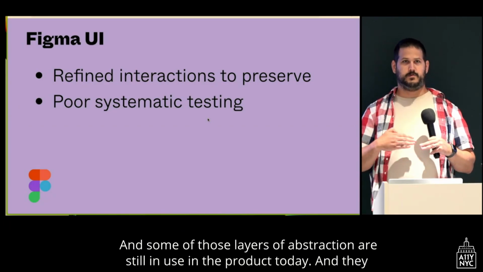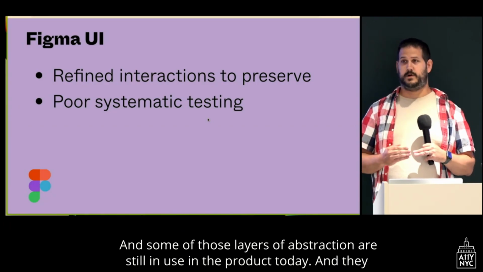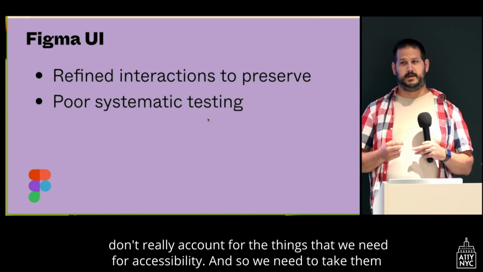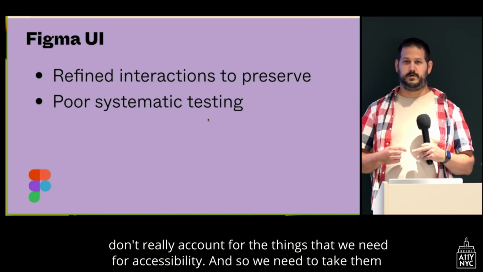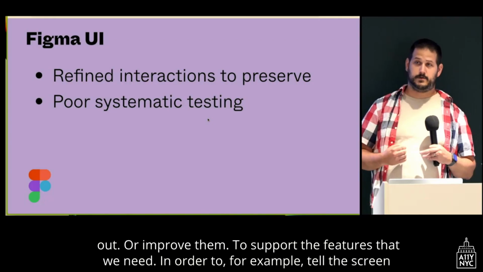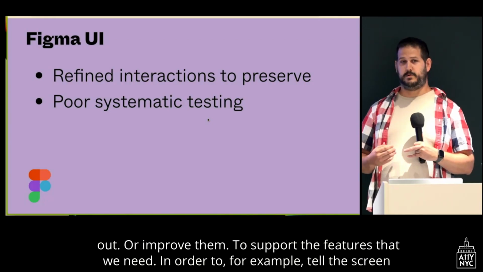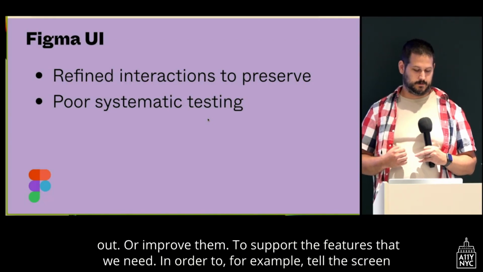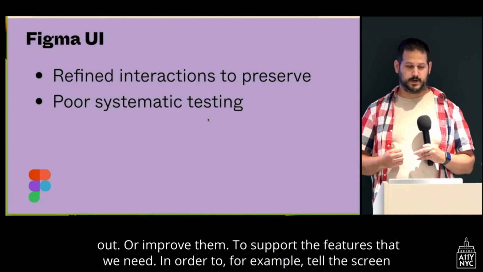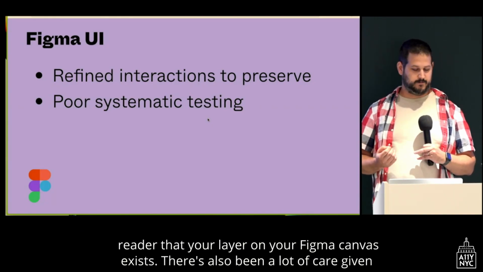And some of those layers of abstraction are still in use in the product today, and they don't really account for the things that we need for accessibility. And so we need to take them out or improve them to support the features that we need in order to, for example, tell the screen reader that your layer on your Figma canvas exists.